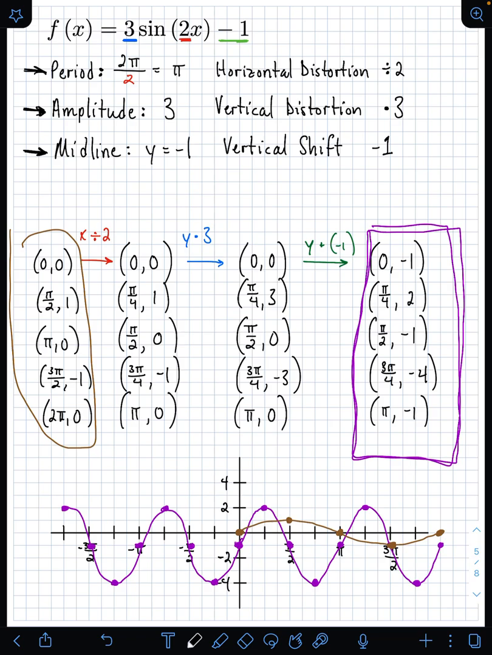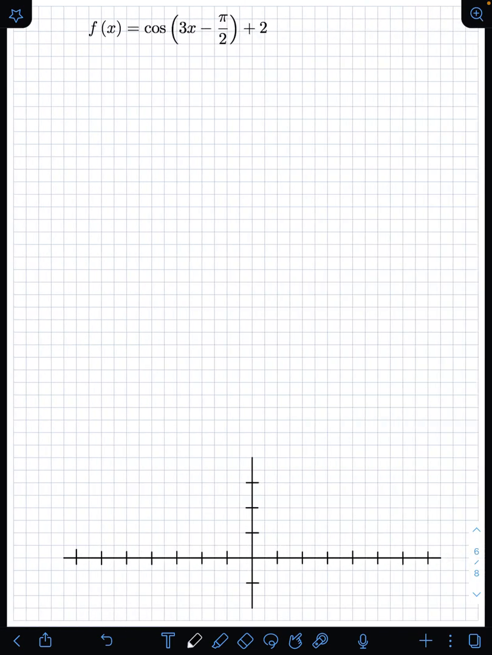So let's try it out on the next function. The next problem has f of x equals cosine of 3x minus pi over 2 plus 2. Okay. Well, different stuff, that's all. Just different stuff.